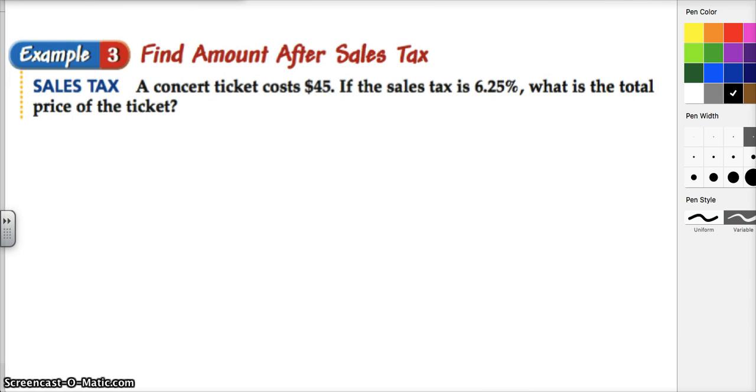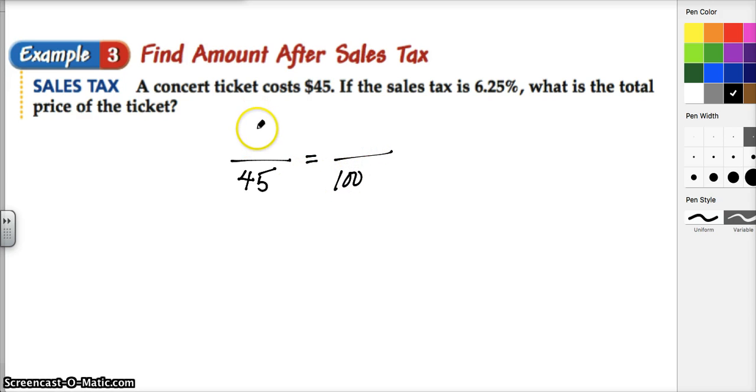All right, so here we go. We've got find the amount after sales tax. A concert ticket costs $45, and if the sales tax is 6.25%, what is the total price of the ticket? So I'm going to set this up in a way that you probably would not, but let's think about it this way. I know that the original price is $45, right? And so that's 100% of the original cost.